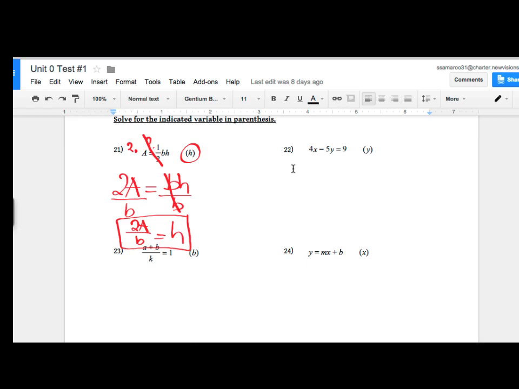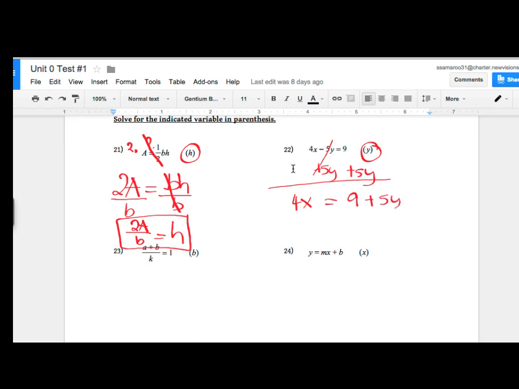Okay, sounds good. So, I want to solve for y. So let's make y positive first thing. Add 5y on both sides. This is canceled. 4x is equal to 9 plus 5y.